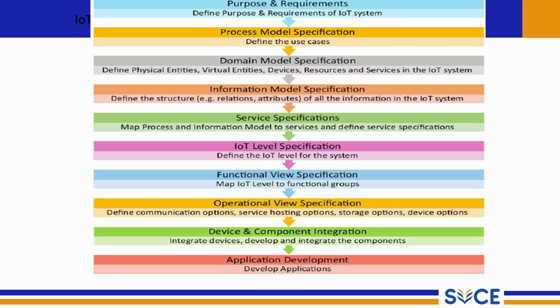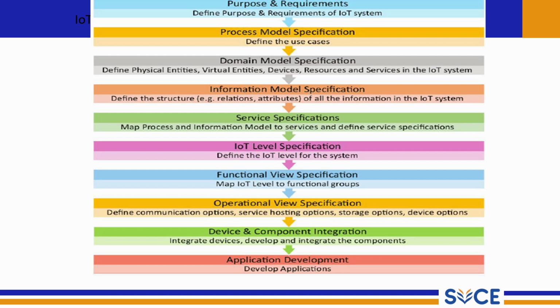The fourth step is the information model specification. In the information model specification, it defines the structure, for example the relations and attributes between the entities, of all the information in the IoT system. The next step is service specification. It maps the process and information model to services and defines the service specification. The next one is the IoT level specification. It defines the overall IoT level for the system.